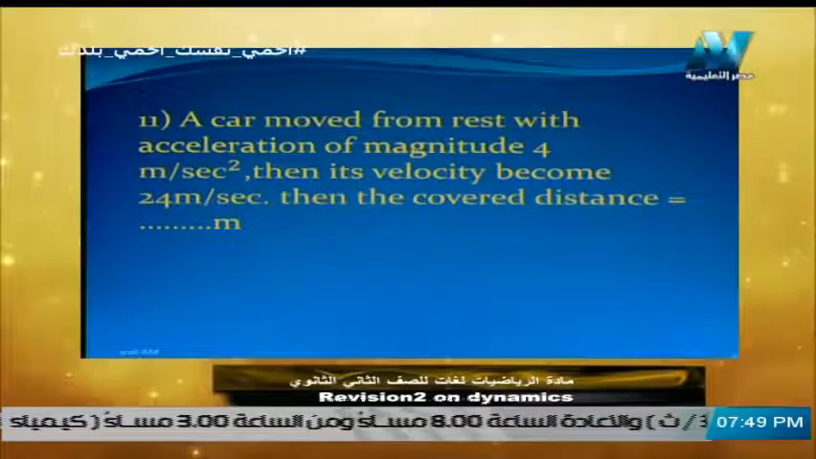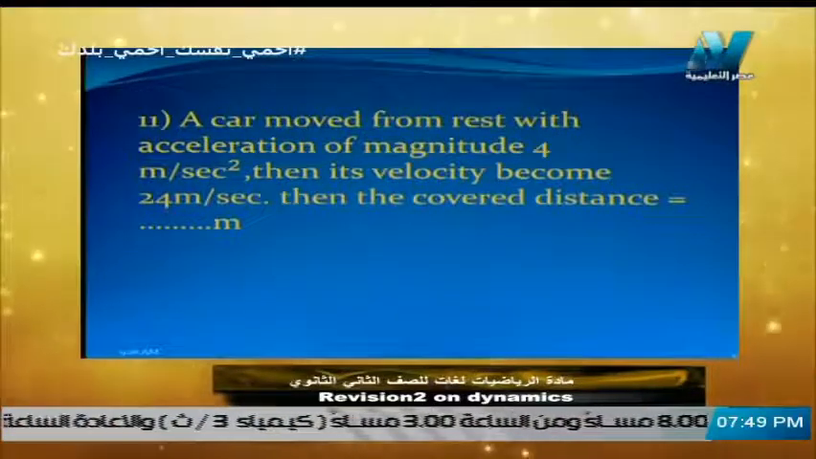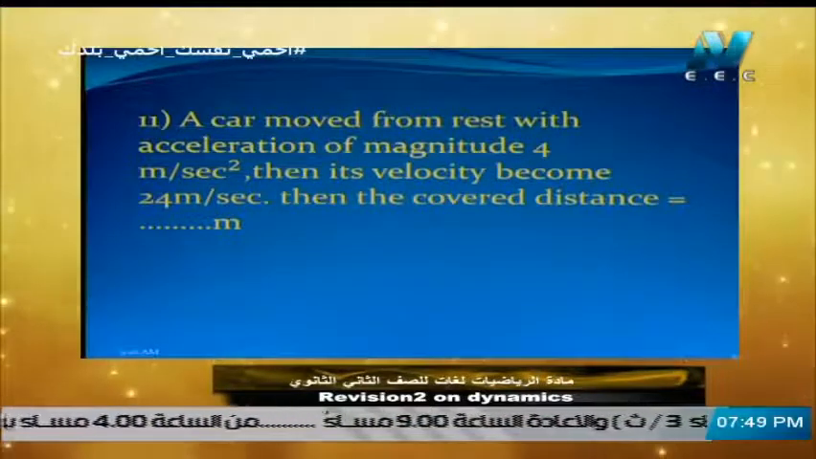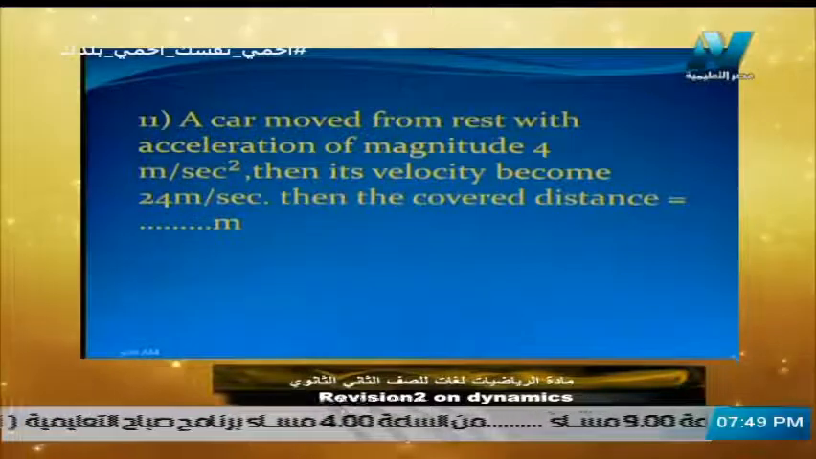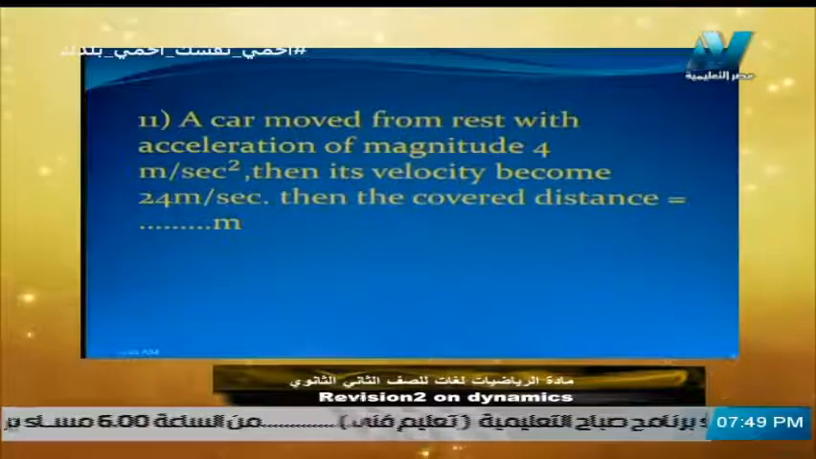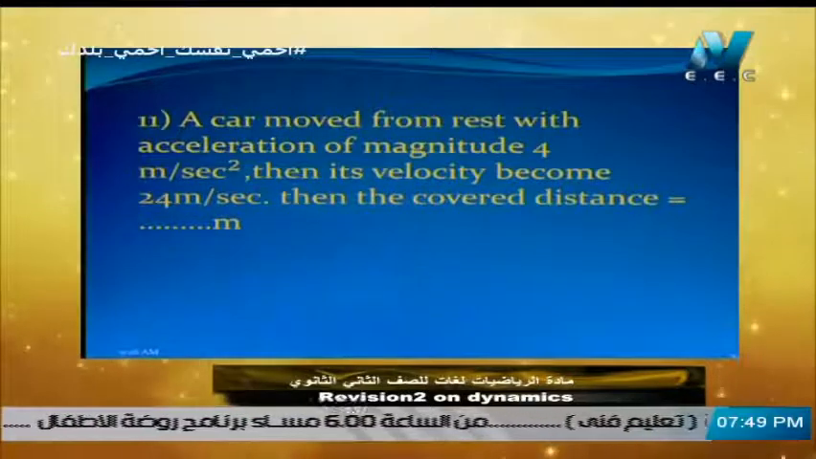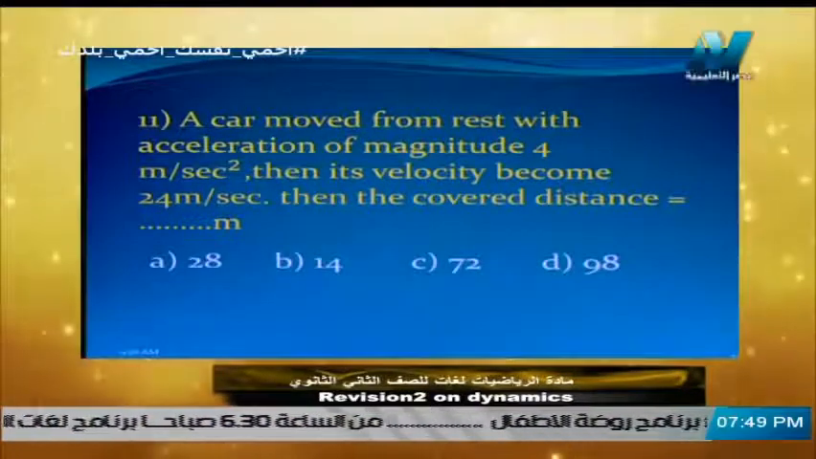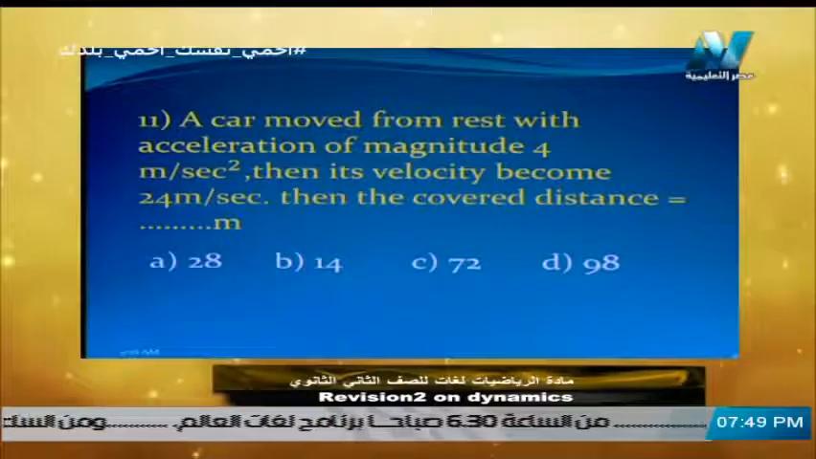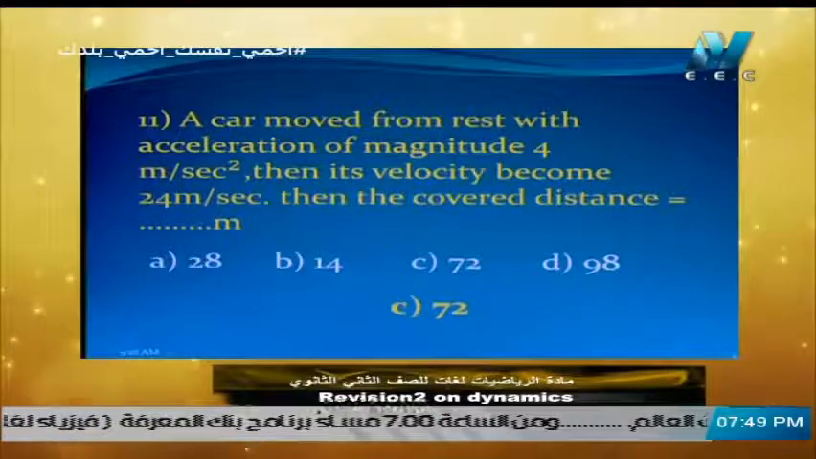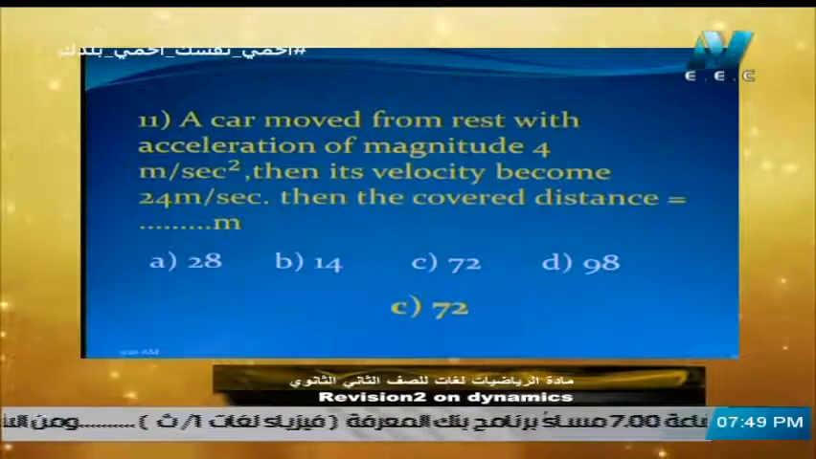This velocity, which is 24 meter per second, is the final velocity, which is V. Then the covered distance equals what? He wants to find S. If we have V and V naught, we will apply the rule V power 2. We have here the options: 28, 14, 20, 72, and 98. And the answer will be 72. And let's see why.